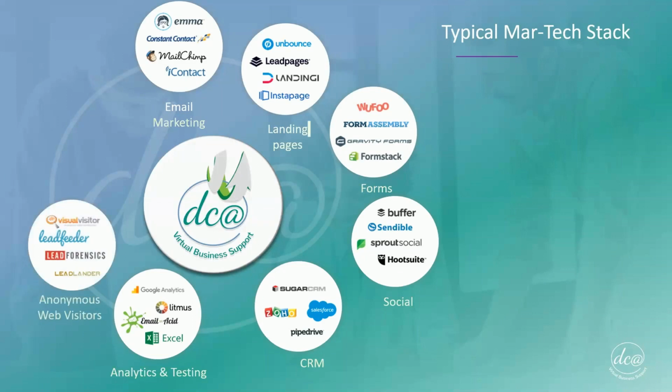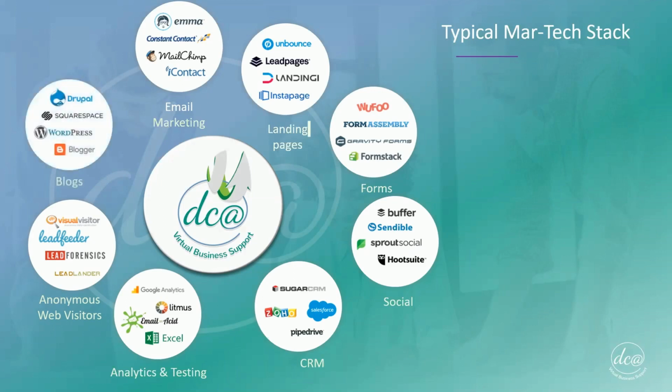Then there's some analytics and testing, which cover a wide range of things. Google Analytics and Excel are the most common ones. And the anonymous web visitors, I'm going to come back to those in just one second, okay? So blogs, again, people use various different things. They use Blogger, WordPress, Squarespace, Drupal. And then the anonymous web visitors, those are the people that show up on your website and you never know they're there, okay? So we're going to talk about what SharpSpring can do to help identify these.